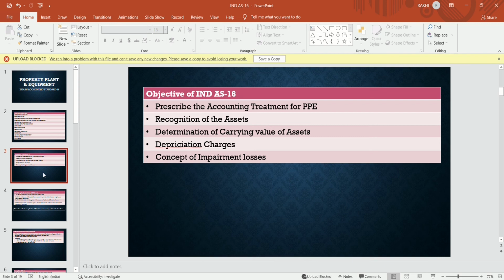It also says about the concept of impairment losses. So Ind AS 16 says how the company will make the accounting treatment of property, plant and equipment, how the company recognizes that property, plant and equipment in the books, how the company will determine the carrying value, how depreciation is to be charged, which method is to be adopted, and if there is an impairment, how the company will apply those impairment losses in the books, in the property, plant and equipment. So these are the objectives.